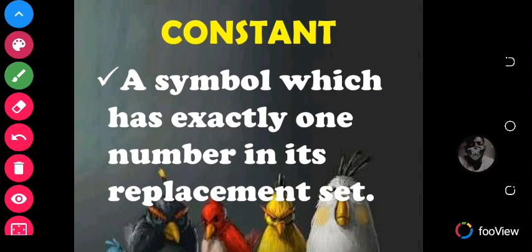Constants, like I explained earlier, a constant is a symbol which has exactly one number in its replacement. So a constant cannot change. Like 3. Whatever you do to 3, 3 is 3. It can't be replaced by another thing. 3 is just constant, and like the name says, anything that is constant cannot change. So numbers are constants in algebra.